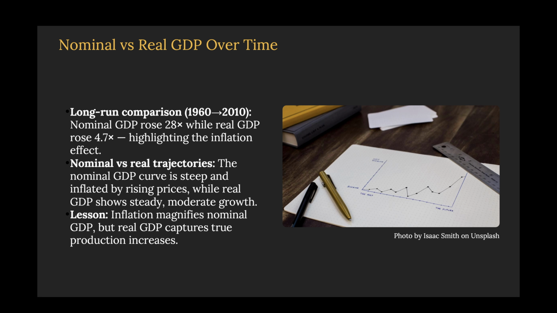If you look at the official data for the US and plot both nominal GDP and real GDP from 1960 to 2010, you'll see something striking. Nominal GDP rises about 28 times. Real GDP rises only about 4.7 times. That's still a big increase in real production. The US is much richer in 2010 than in 1960. But it's nowhere near a 28-fold increase. The huge gap between those two numbers comes from inflation, the rise in prices over time.